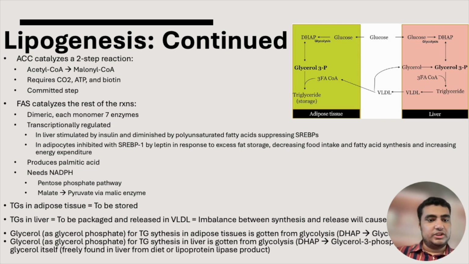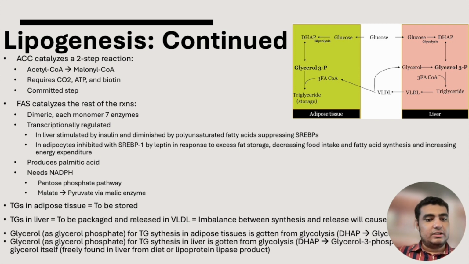At the end of lipogenesis, palmitic acid is produced through FAS, and these reactions require NADPH, as we mentioned in fatty acid biosynthesis. This NADPH can be obtained by the pentose phosphate pathway or from malate, where malate turns into pyruvate via the malic enzyme.